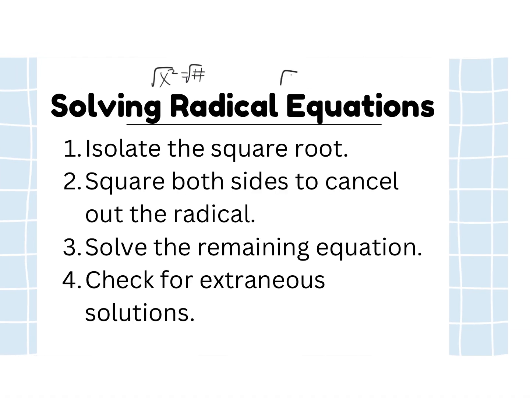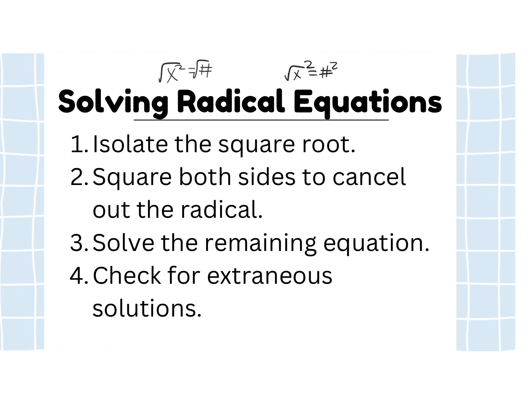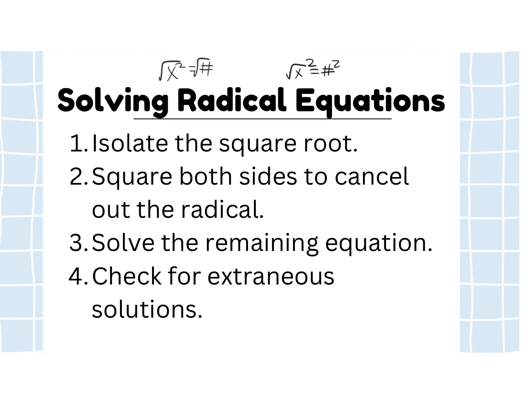Now we'd essentially do the same thing, just in the opposite direction. If I have the square root of x equals a number, the opposite of square rooting is squaring. So to solve a radical equation, we're first going to isolate the square root, so get it by itself. Square both sides to cancel out the radical. Solve whatever equation is left over.